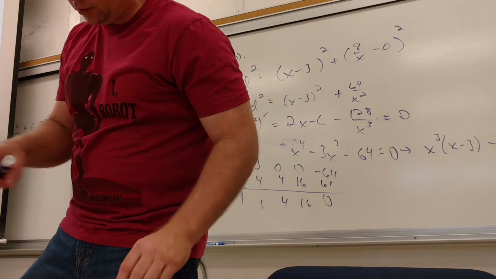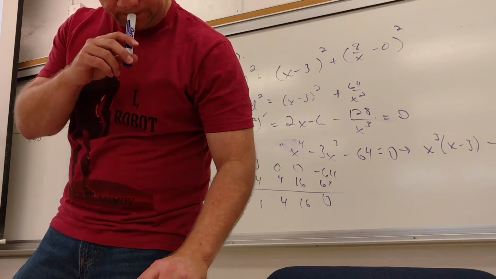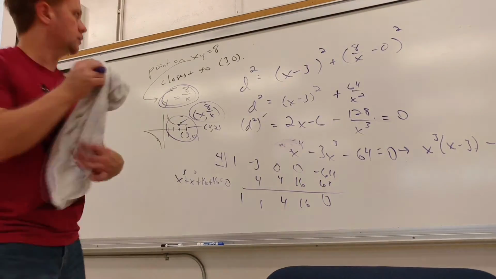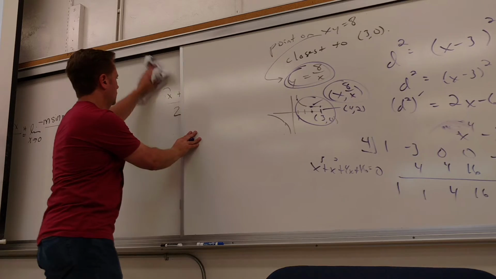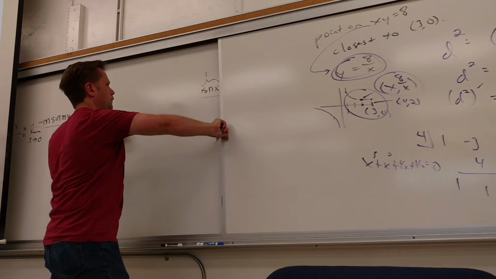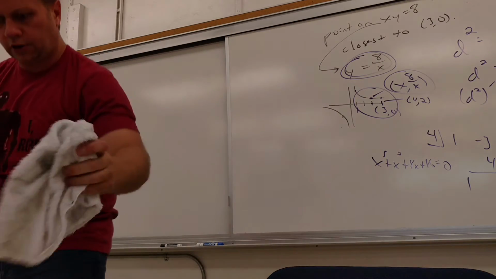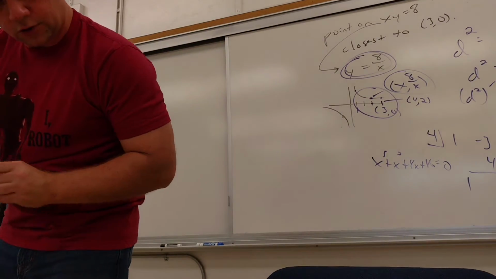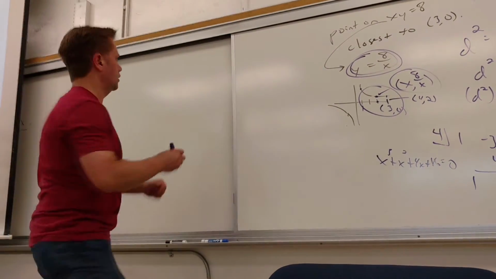Okay. Let's see. Where are we at now? 54. Oh, yeah. 54 is the one about the cone. The largest cone that could be inscribed in a sphere of radius r.